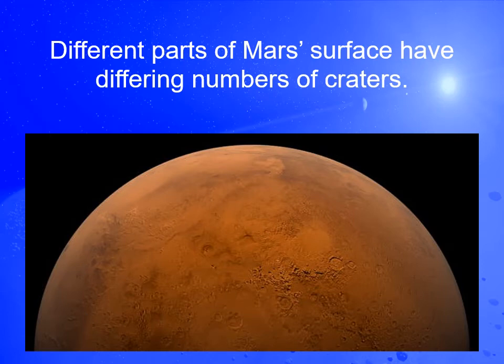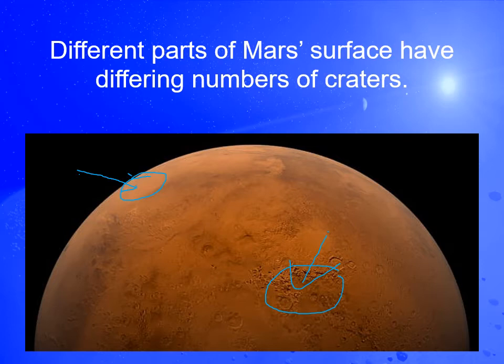Mars, like the moon, is interesting because parts of the Martian surface have lots of craters, and parts of the Martian surface have very few craters. That means that some parts of the Martian surface are younger than other parts of the Martian surface. Same thing with the moon. Parts of the moon's surface are smooth, parts are less smooth.